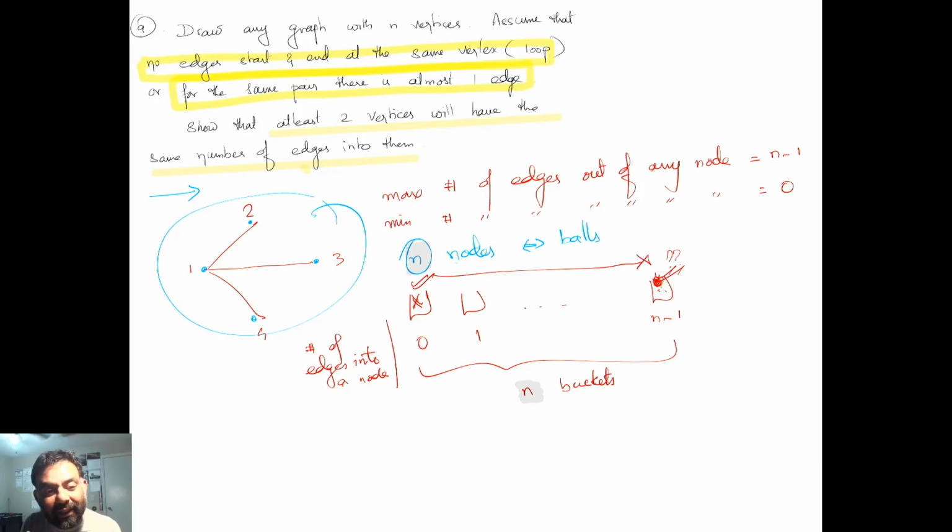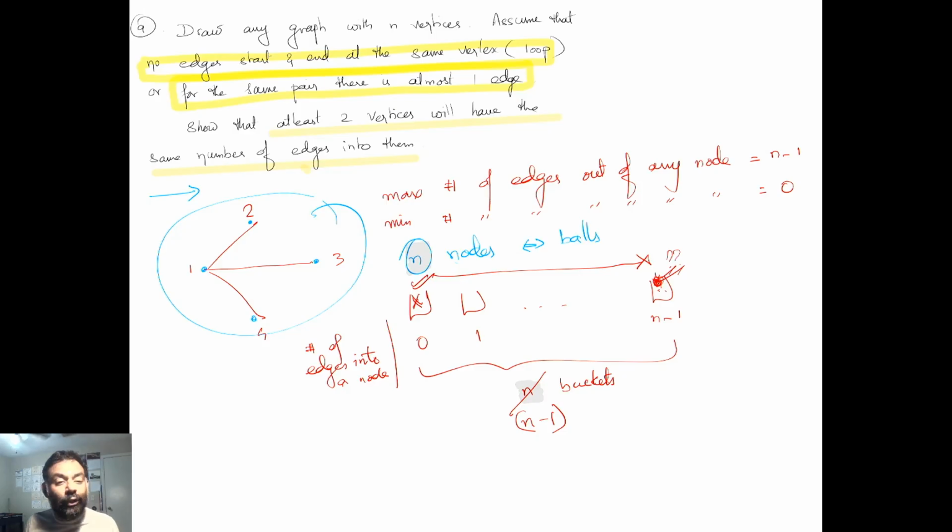So now you understand that yes, there are n buckets possible, but because of the special way in which we choose these edges, all the n buckets can never work at the same time. So ideally it says n, but only n minus 1 can be used for any graph that you draw. If you draw any graph, there's only n minus 1 buckets that you can use. You cannot have a graph which will use all the n buckets that we defined as the number of edges.